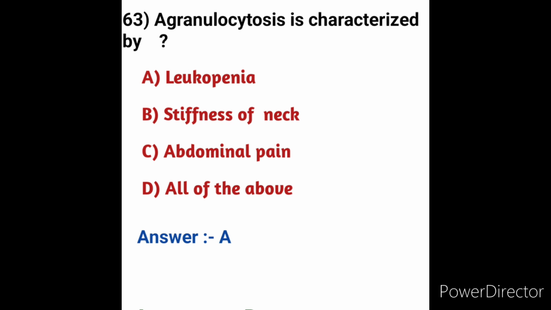Option A, leukopenia. Option B, stiffness of neck. Option C, abdominal pain. Option D, all of the above. Agranulocytosis is a serious condition that occurs when there is an extremely low number of granulocytes or WBC in the blood. Granulocytes are an important part of the body's immune system and help the body fight against infection. Agranulocytosis means absence of white blood cells.